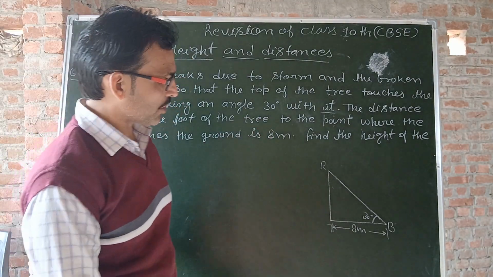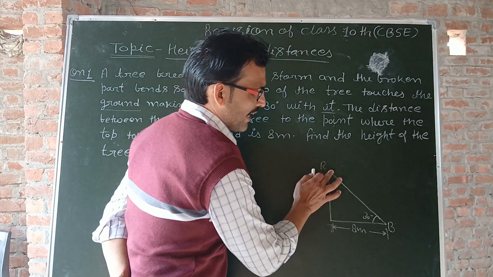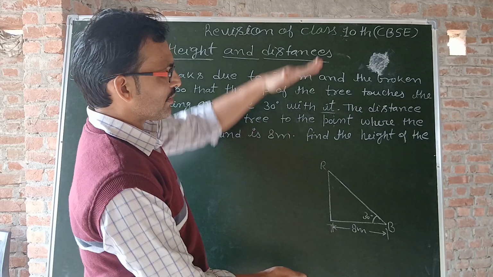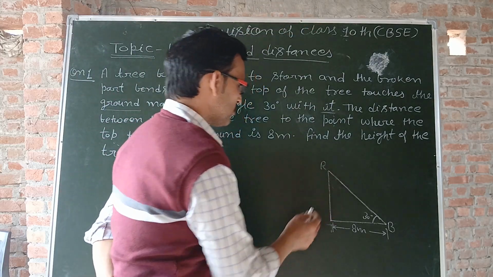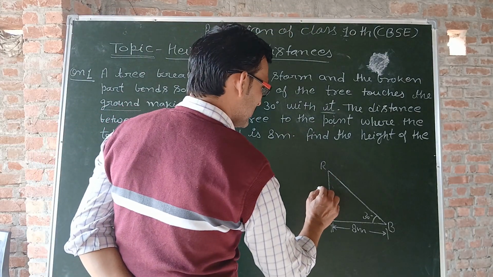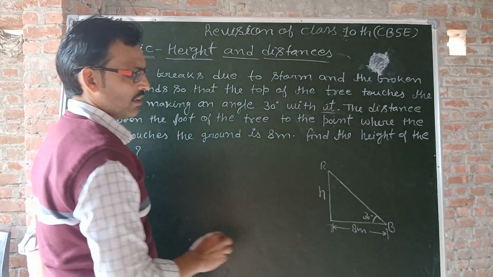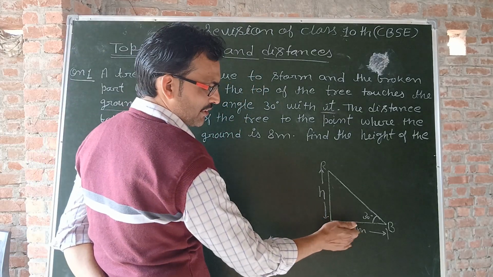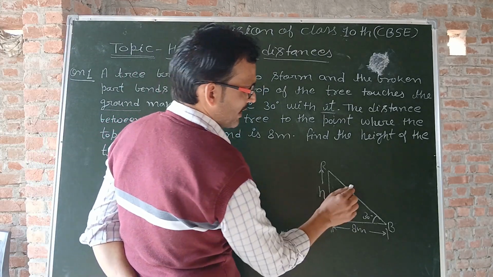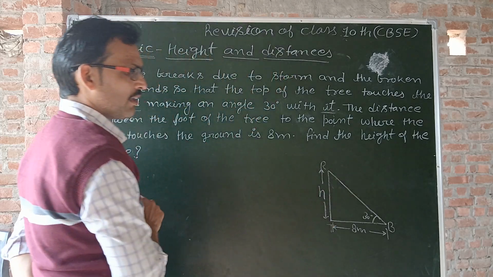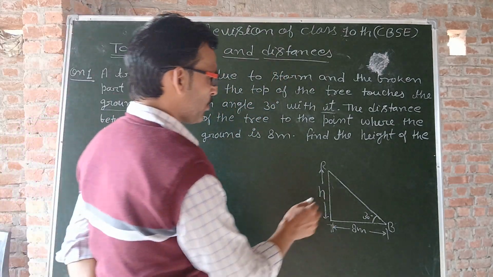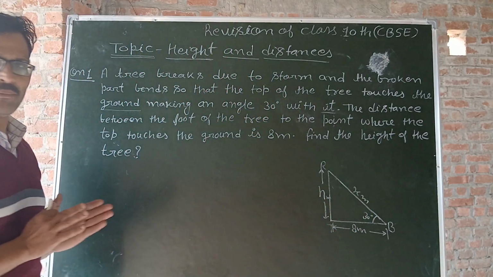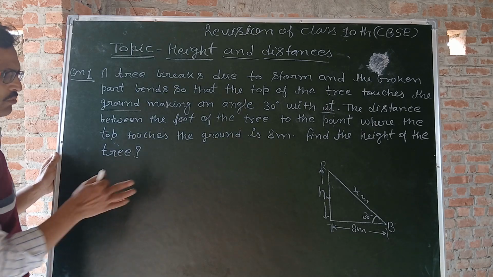So we have to find the height of the tree. This is the broken part and this together. If we open it like this, it will be the total height of the tree. So we suppose the broken part height, let it be h meter. Because it is given in meter, so we say h meter. And this one we will find. Let me suppose x meter. This is the broken part and this is the part which remains standing on the ground.